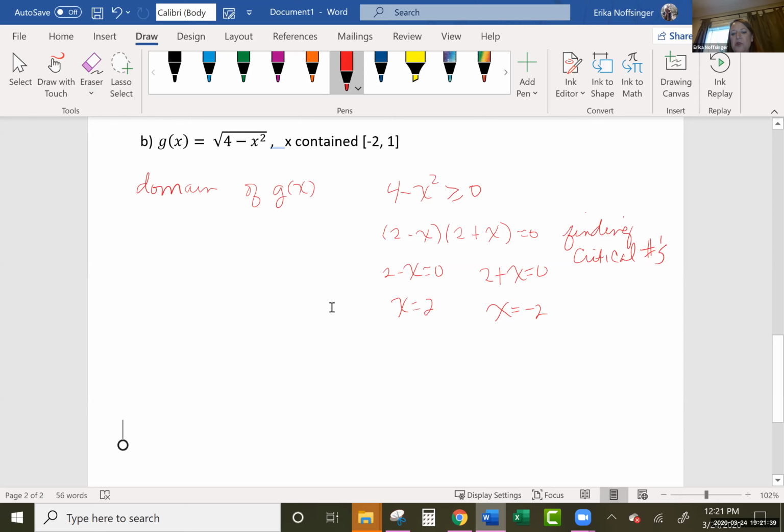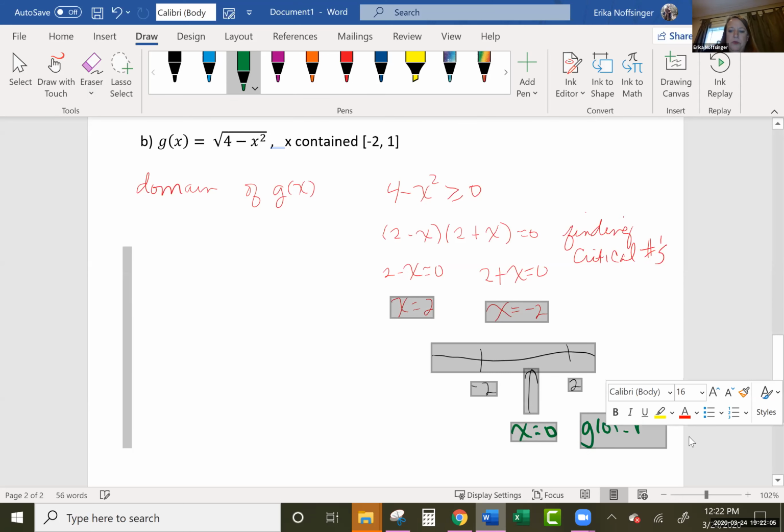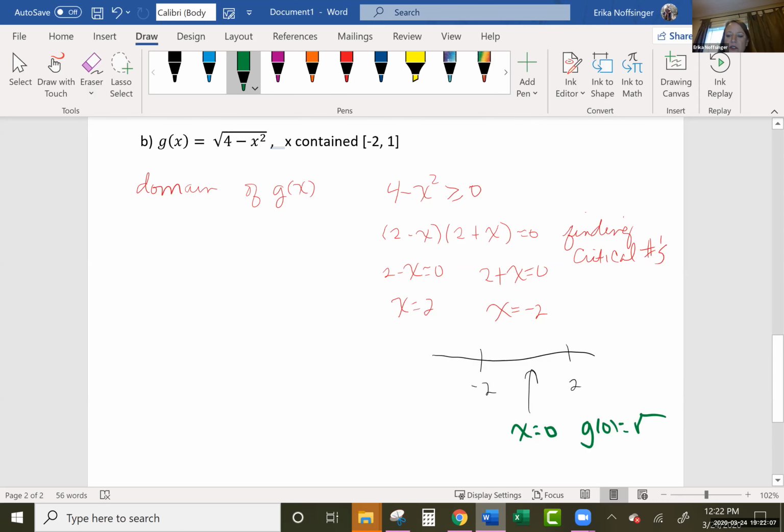And so if we looked at our number line between -2 and 2 and we chose a value that's in between, so choose any value in between and plug it back in here to see if it's true or false. So let's say I chose x equals 0. So g of 0 is equal to the square root of, oops, square root of what? 4.